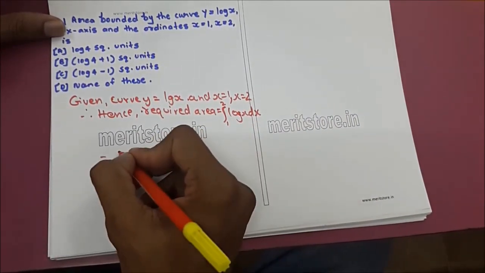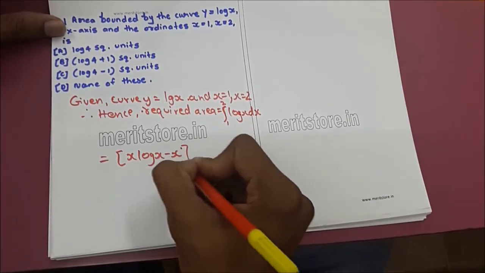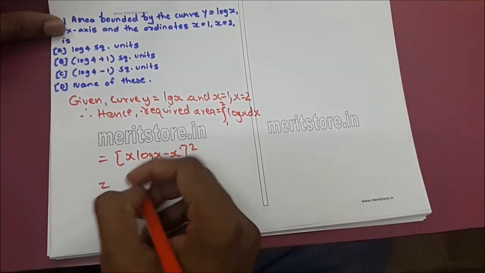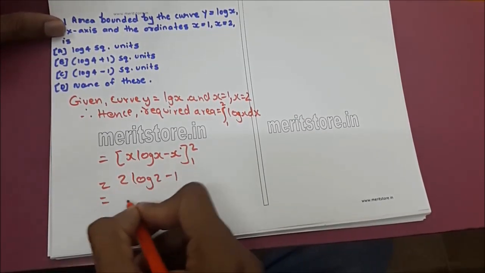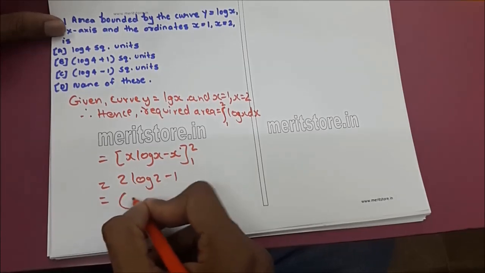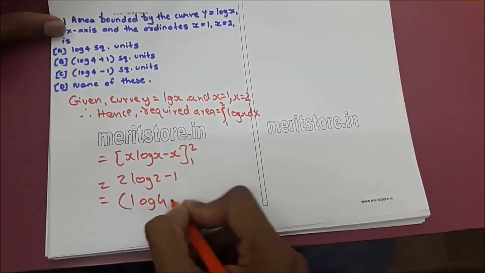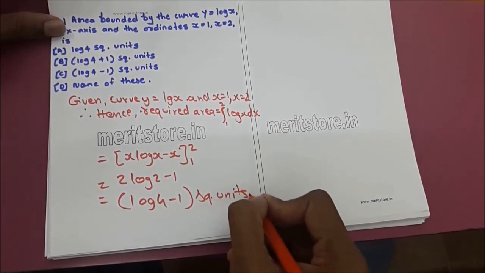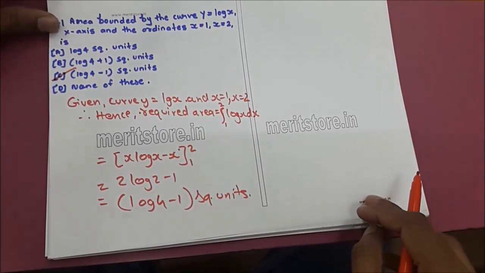We solve this, and we get x log x minus x from 1 to 2. Substituting the limits in x, we get 2 log 2 minus 1. Therefore, solving the log, 2 log 2 is log 4, so the area is log 4 minus 1 square units, which is option C. Option C is the correct answer.